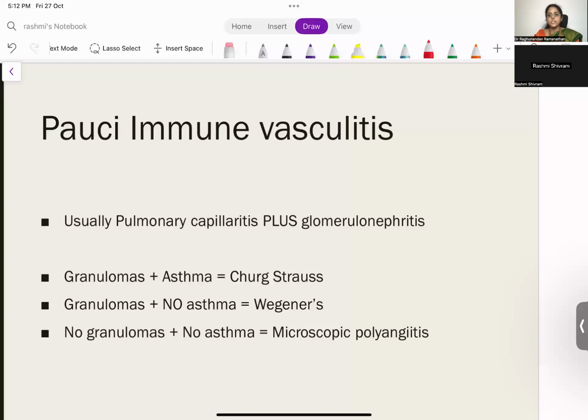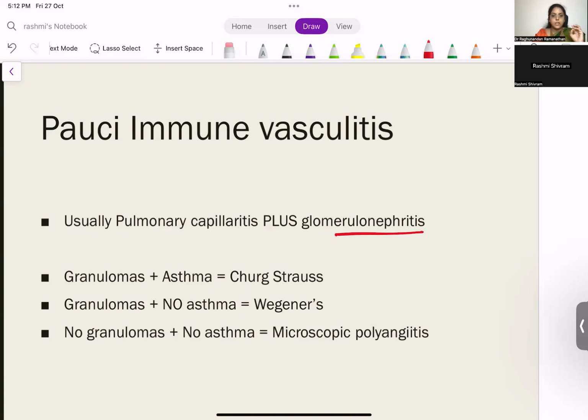So we have now moved on to small vessel vasculitis. We saw medium vessel polyarteritis nodosa and Kawasaki disease. In small vessel vasculitis, you have pulmonary capillaritis and glomerulonephritis. I told you, when the small vessels are involved, you will have glomerulonephritis, which is characterized by hematuria, proteinuria, edema, and hypertension. All these can be there in these patients.